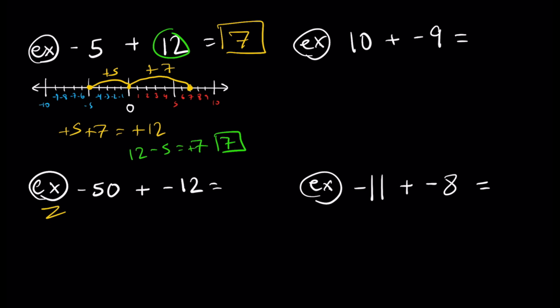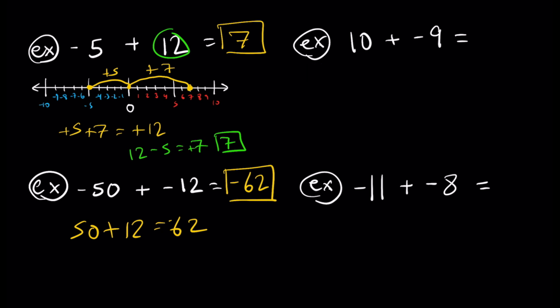All right, down here, we'll keep using the rules. -50 plus -12, well, they have the same sign. So I'm just going to add the numbers. 50 plus 12 is 62. And we'll keep the sign the same, so I'm going to stick a negative there because I had negatives to start with in the two numbers I was adding. So -62.